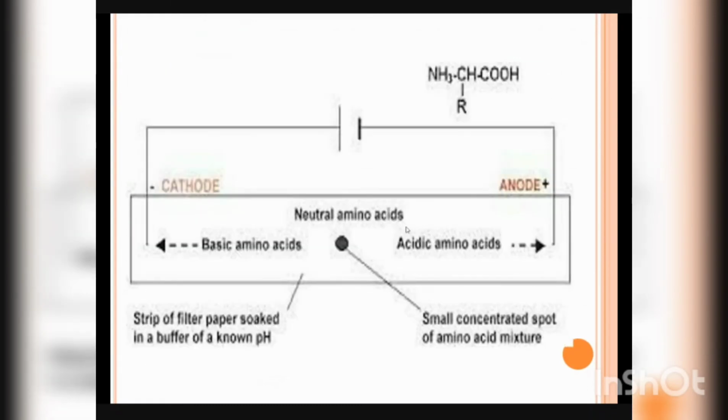Here in this picture, we can clearly see that the neutral amino acid is in the center, while if we have applied the electric field, the acidic amino acid will move towards the anode, that is the positive electrode, while the basic amino acid will move toward the cathode, that is the negative electrode.